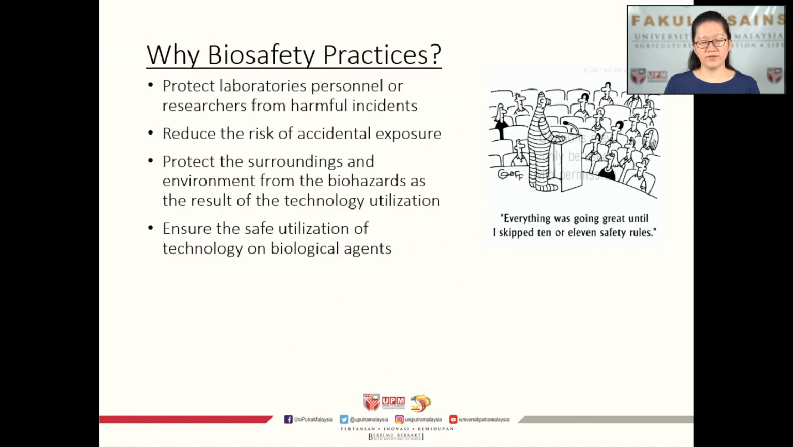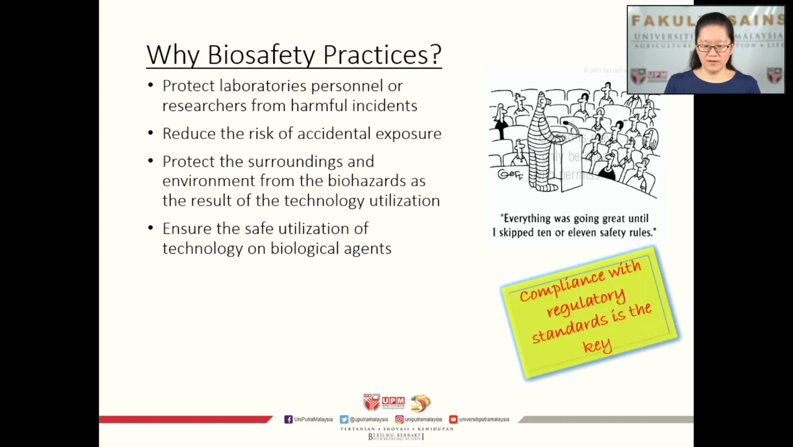So why biosafety practice? Biosafety is actually very important to protect laboratory personnel and researchers from harmful incidents. It is also important to reduce the risk of accidental exposure, to protect the surroundings and environments from the biohazards such as the results of technology utilizations, and also to ensure the safe utilization of technologies on biological agents. Therefore, compliance with regulatory standards is the key in making sure that everyone can work in a safe environment.